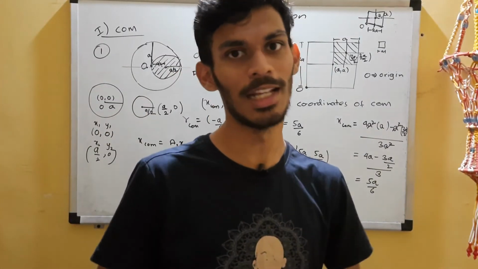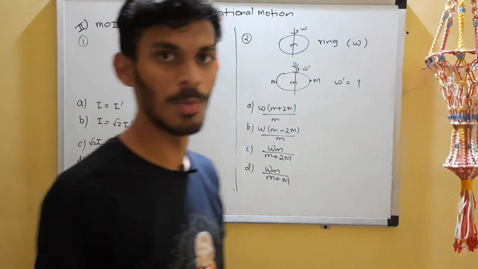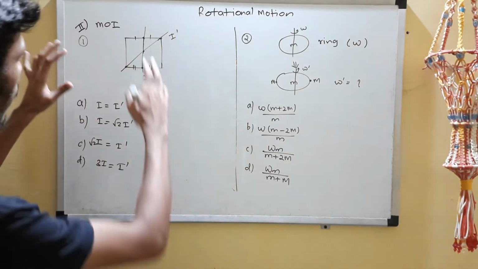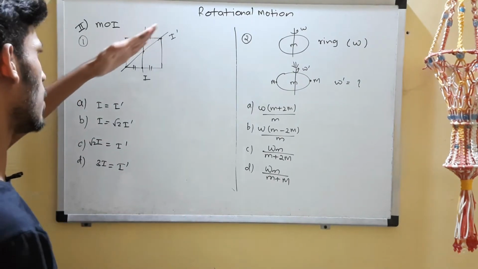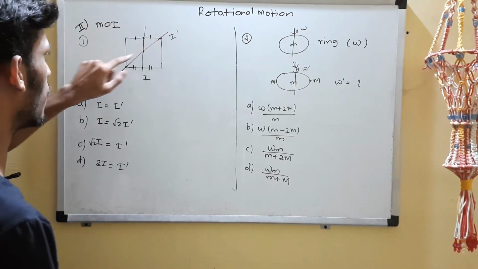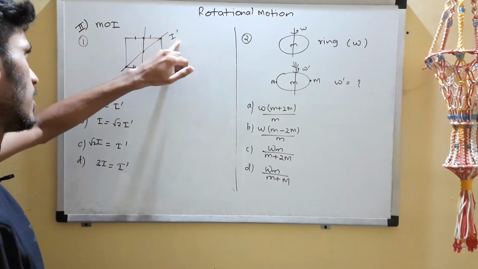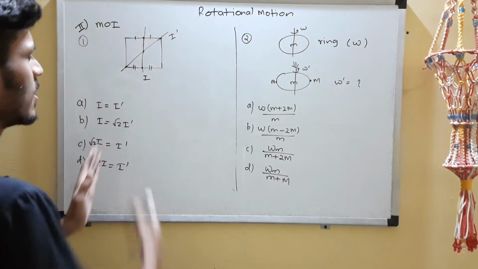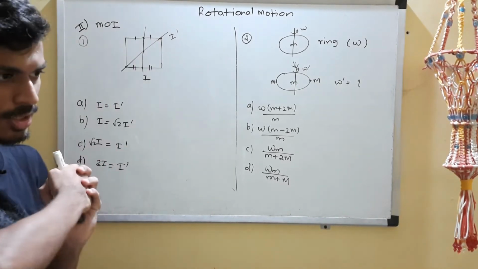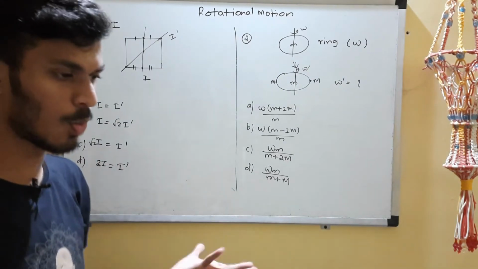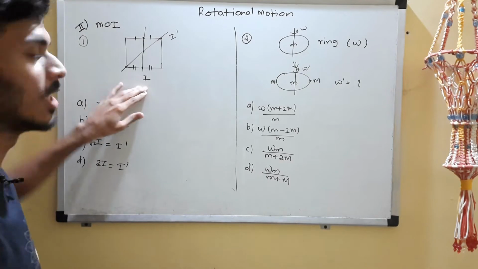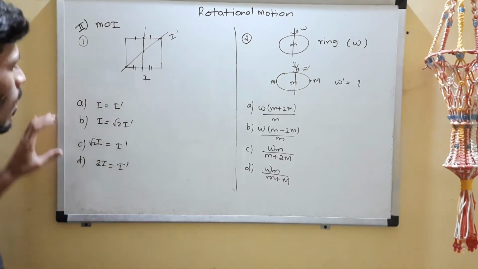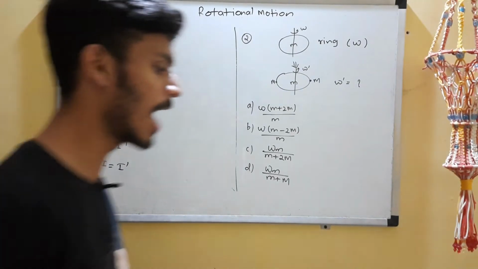Let's move to our next topic now. Questions 1 and 2 from moment of inertia. In question 1 we have a square lamina. Here you are given an axis along the diagonal, and the moment of inertia along this axis is I dash. You also have another axis which cuts the square symmetrically, and along that axis the moment of inertia is I. You are supposed to tell the relationship between I and I dash.